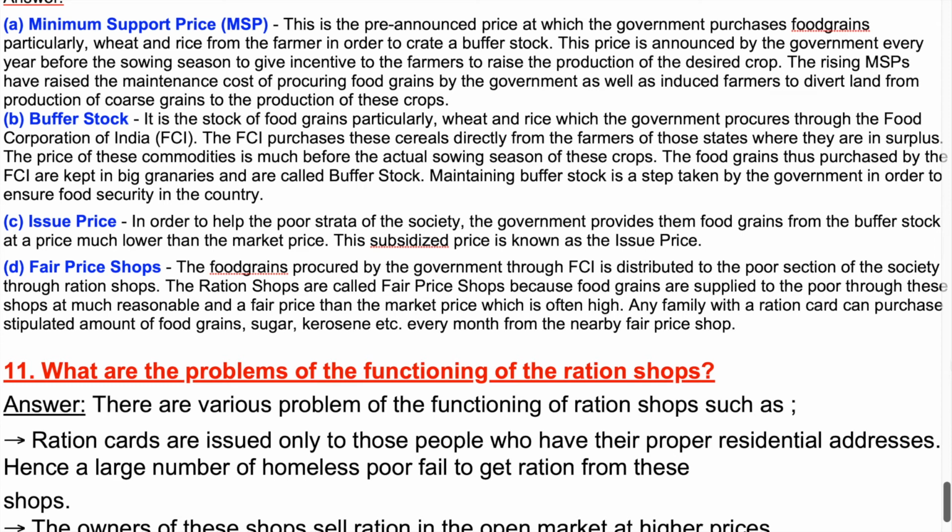C. Issue price. In order to help the poor strata of the society, the government provides them food grains from the buffer stock at a price much lower than the market price. This subsidized price is known as the issue price.